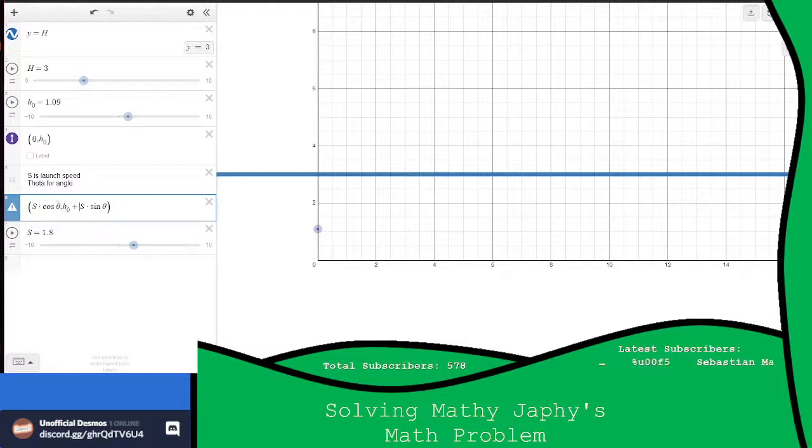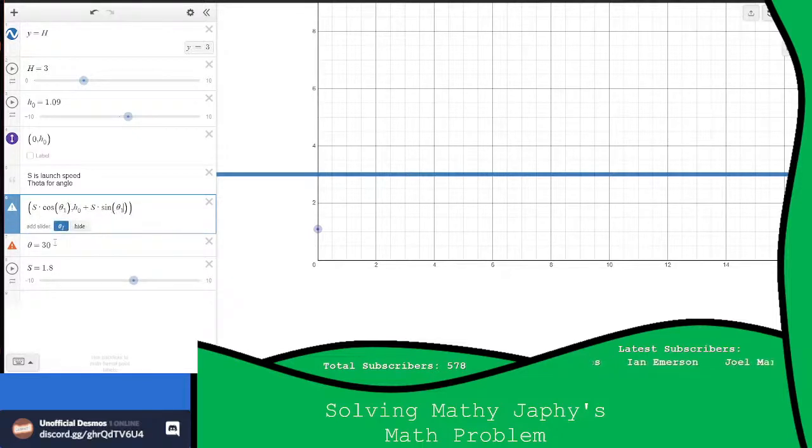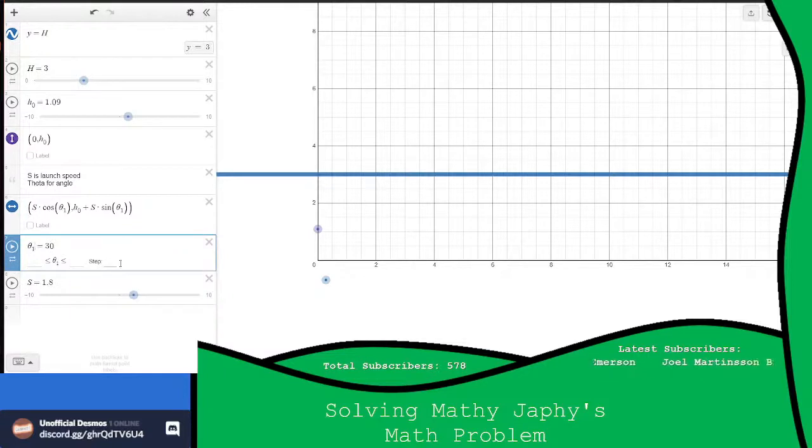Too many variables. I don't know what to do with this. Oh, well, we need to find theta. Theta is equal to 30. What do you mean too many variables? They're all defined. I just love it when Desmos is being stupid. What if I do that? There we go. I wasn't being stupid.